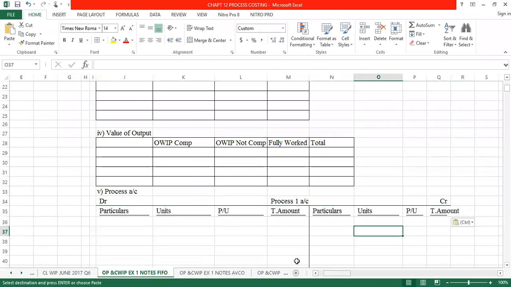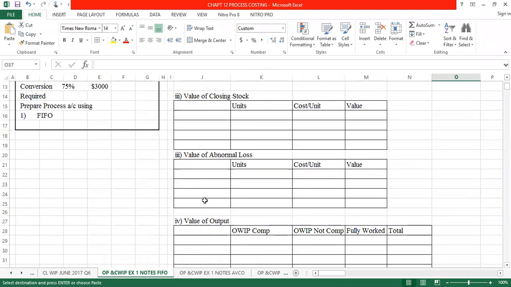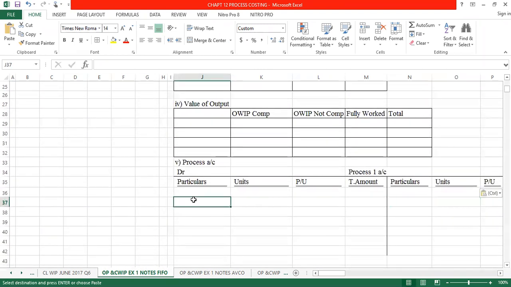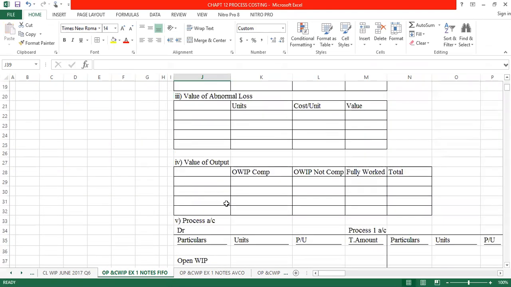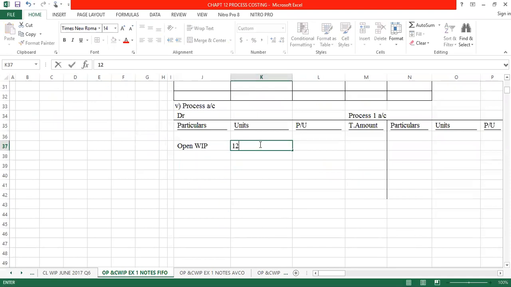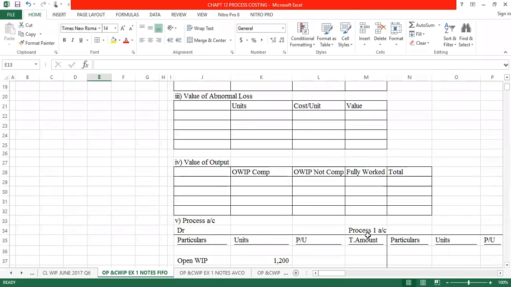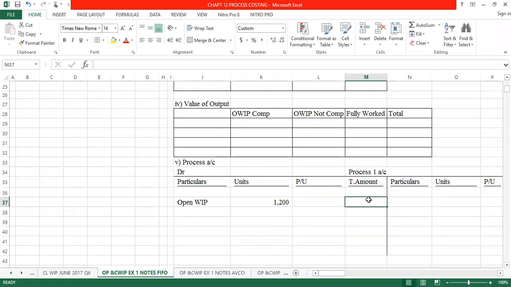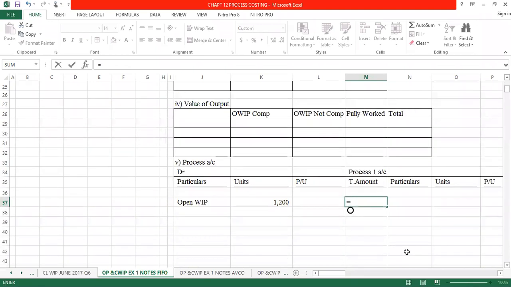Okay, so note that we start with opening work in progress. You can see opening work in progress. So I'll start by posting opening work in progress. What is our opening work in progress? 1,200 units. And the total amount, there are two values. There is 4,000 and there is 3,000. You add the two and you post it in total amount. The value of opening is 4,000 plus 3,000.